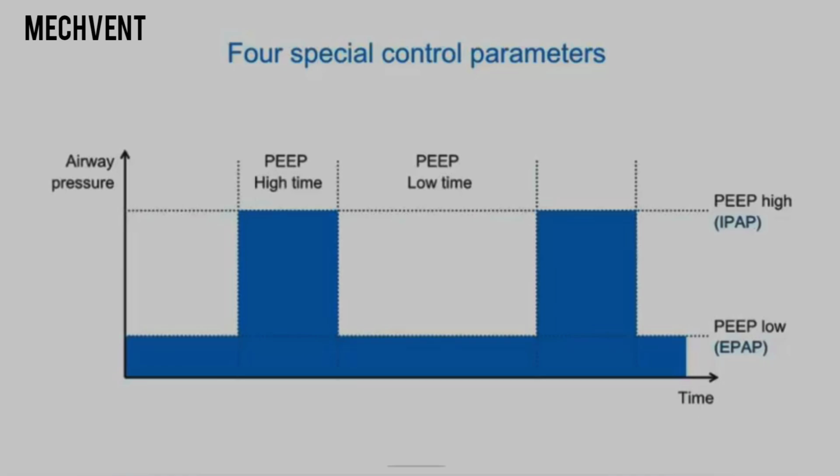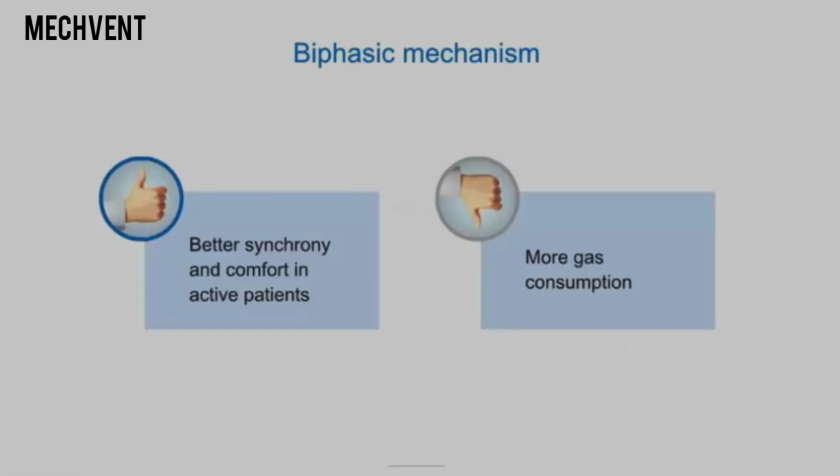Initially, the biphasic mechanism was applied to non-invasive ventilators. There, the PEEP high and PEEP low are sometimes called inspiratory positive airway pressure, IPAP, and expiratory positive airway pressure, EPAP. The major advantage of the biphasic mechanism, at least in theory, is better patient comfort and synchrony because the ventilated patients can breathe or even cough anytime at either PEEP level. This is not possible with the classic mechanism because the expiratory valve closes during inspiration.